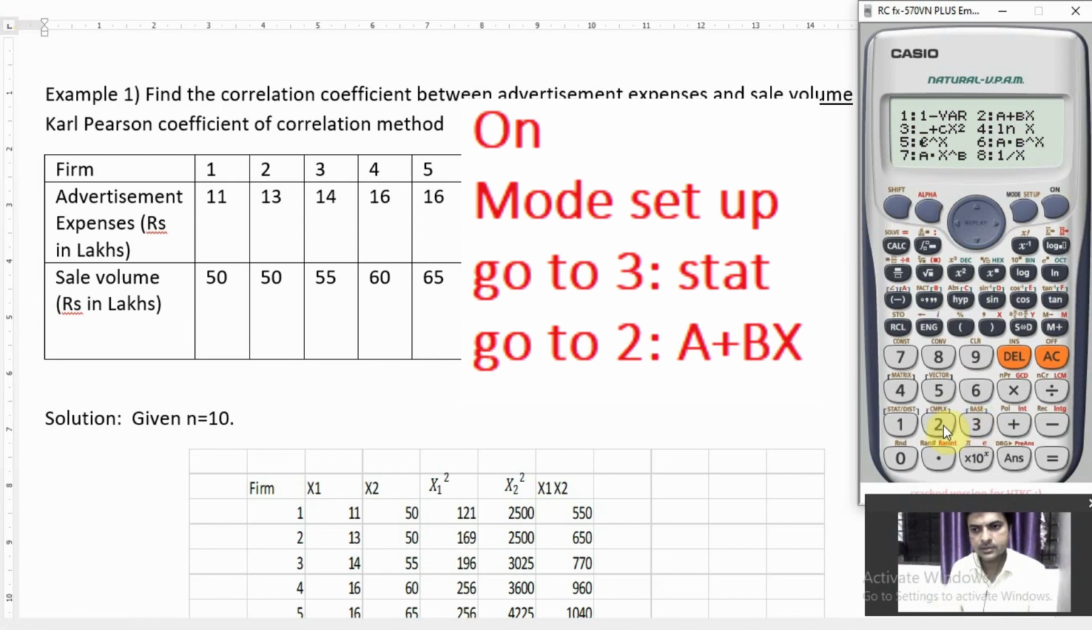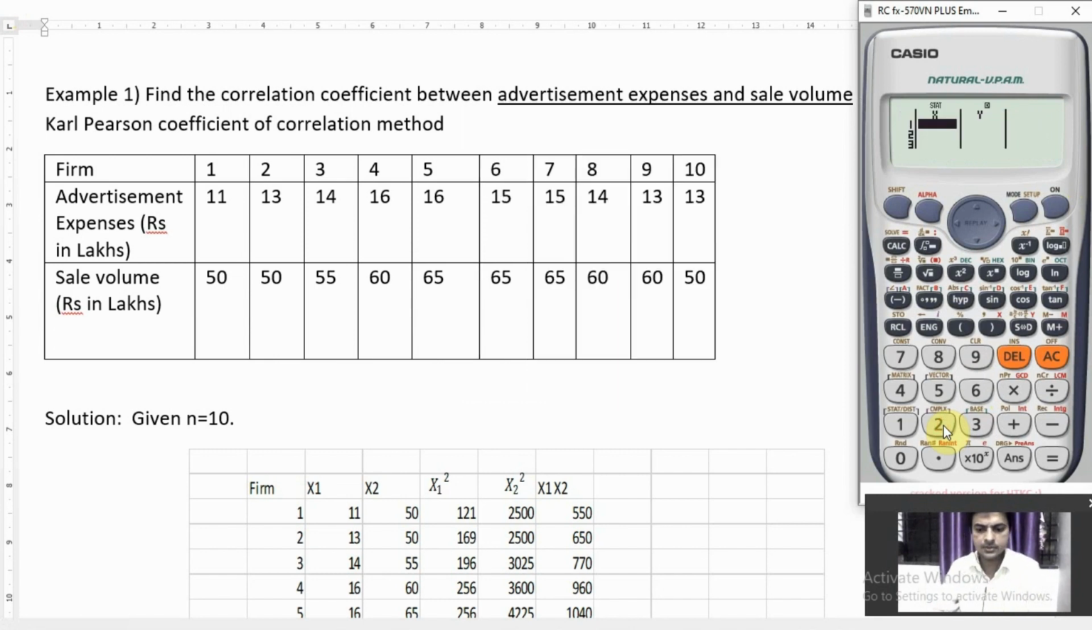You can see we have taken the two variables. A simple variable equation is a plus bx. So I have taken 2. Here I get the statistics x and y. Just substitute the values 11, 13, 14. In 2 minutes you will get the answer. I will type all the 10 values in the x column and now I will type the values in y column. Within 2 minutes you will get the answer. Just a minute friends. 50, next we have 50, 55, 60. We just count the time.